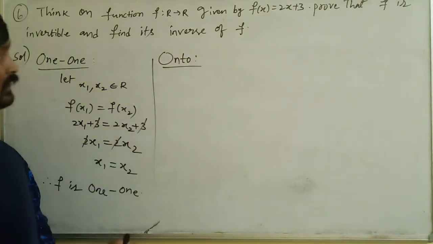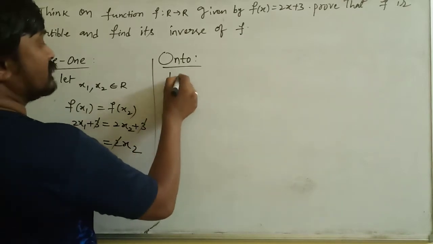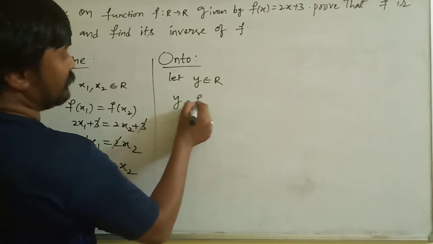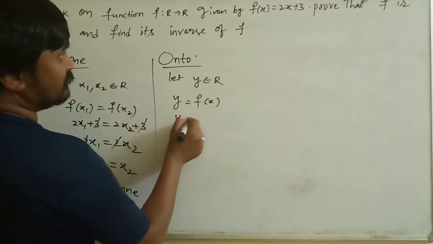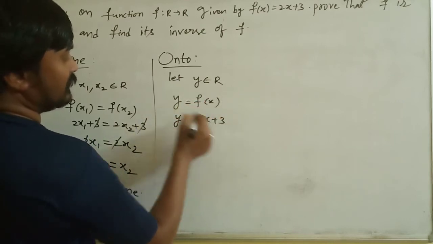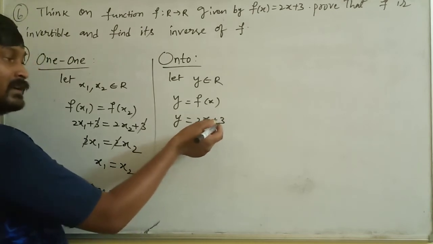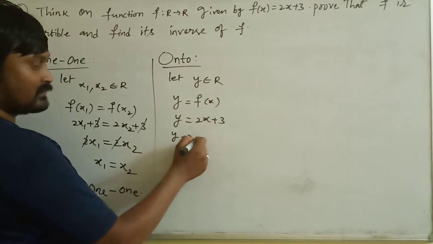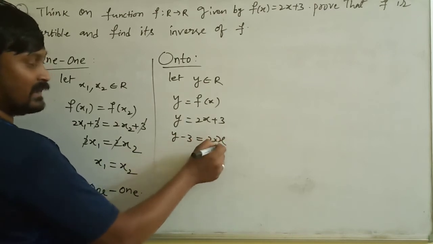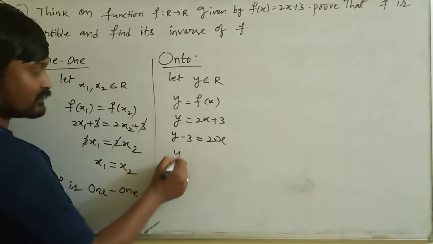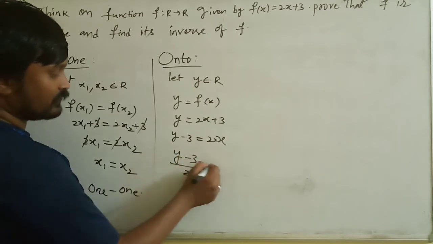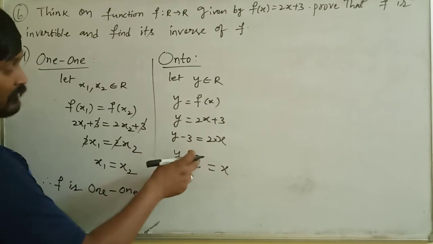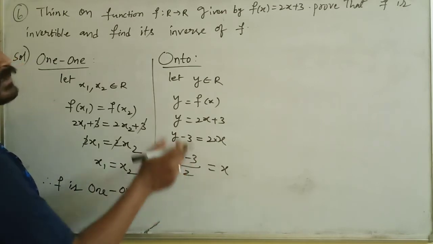So for onto, what do I need to do? Let y belong to R, then y is equal to f of x. So y is equal to 2x plus 3. And now find the x value. Plus 3 comes to the other side as minus 3, y minus 3 is equal to 2x. 2 is multiplying, so it comes to division. So y minus 3 upon 2 is equal to x. And this being a rational, fraction form, belongs to R.